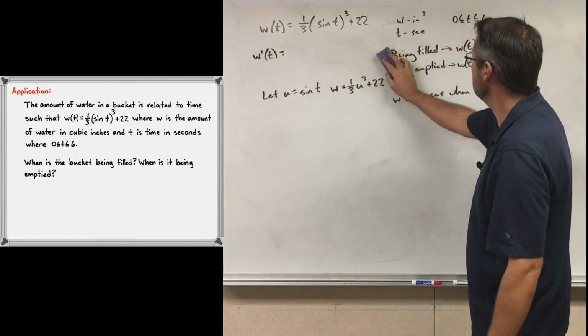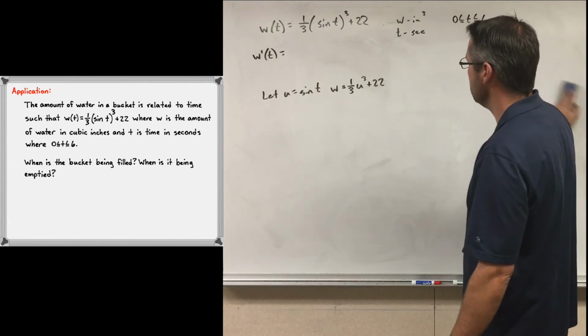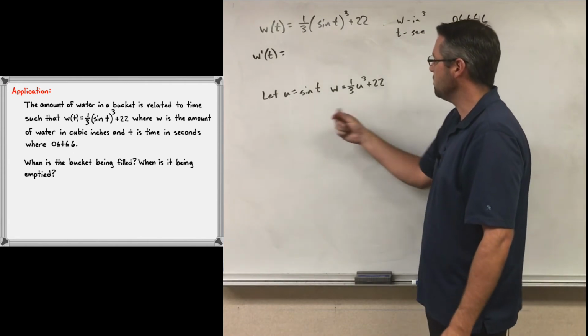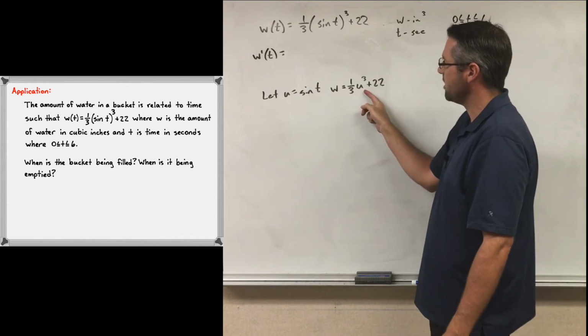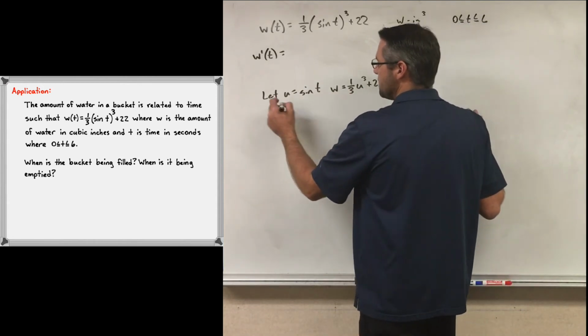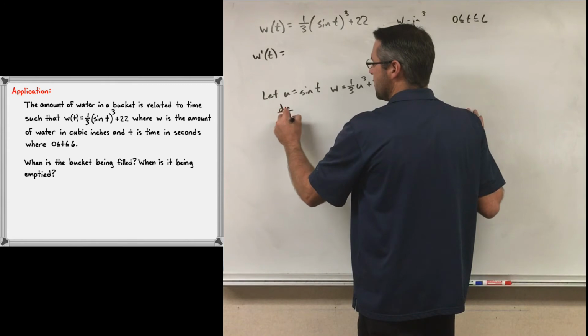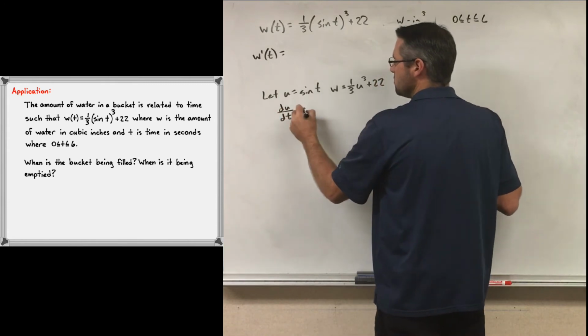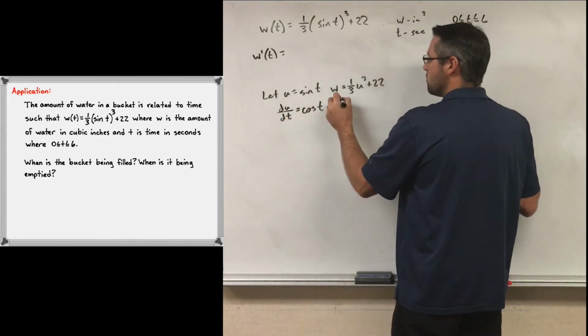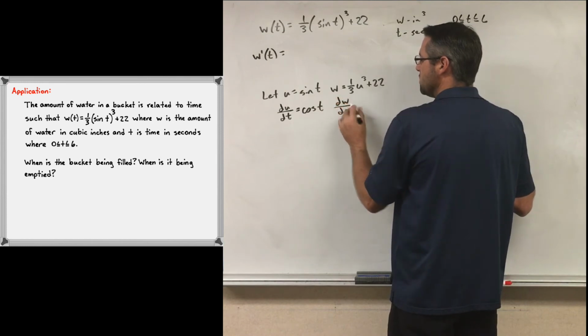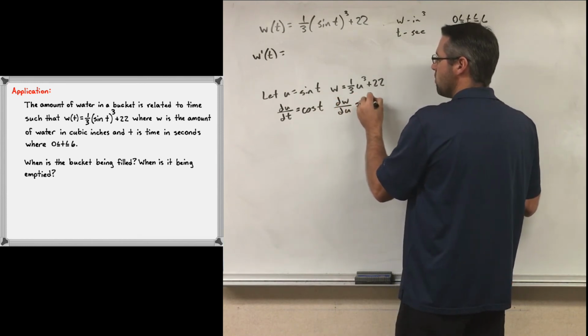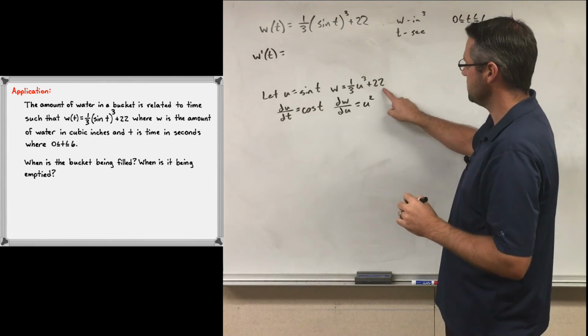Okay, so let me go ahead and get rid of this because we're running out of room here. So there we have the inside function, and then the outside function is now in respect to u. Remember that we take the derivative of u in respect to time. So that would be cosine of t. And then we take the derivative of w in respect to u. So that would be u squared, right? Just power rule there.